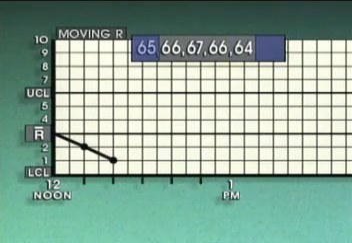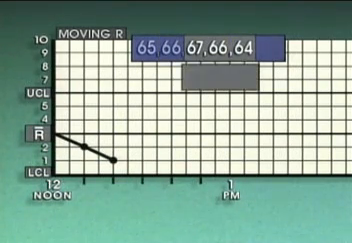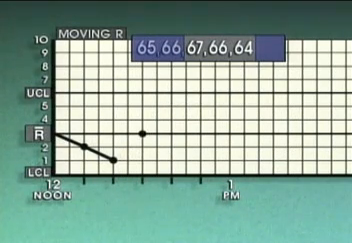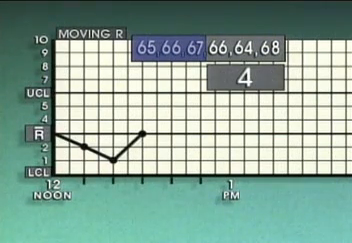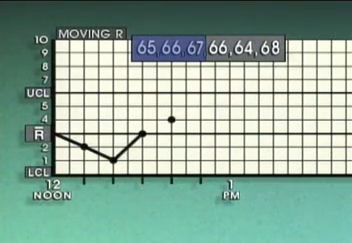This procedure is repeated each time a new temperature reading is taken. That's how a moving range value is maintained for a moving R chart. Although the sample group size and the sampling interval can be different from what we used, the method of determining a moving range value is the same.